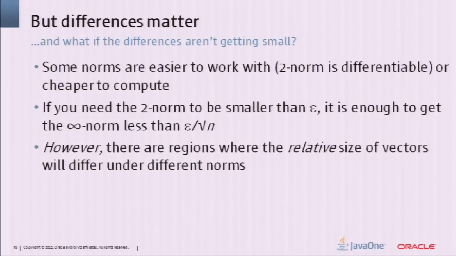But why do these differences matter? Why do we have more than one norm? Sometimes one norm is easier to work with than another. For instance, the two norm is differentiable, and that means you can apply all of the tools in your calculus toolbox to the problem.